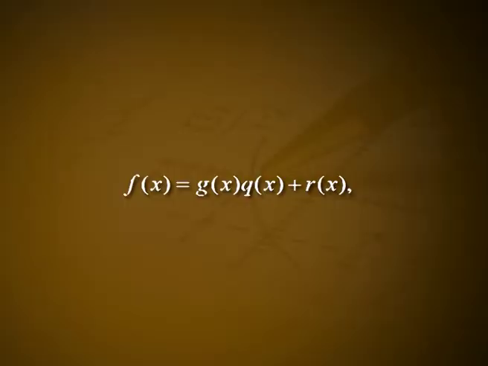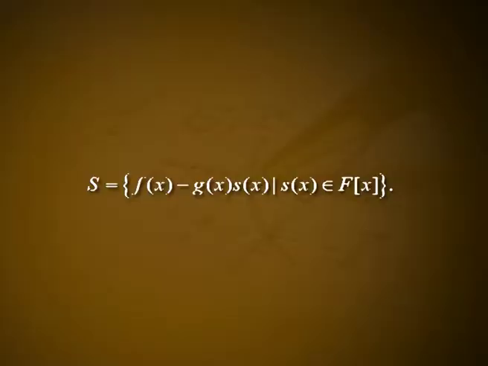Then there are unique polynomials q(x) and r(x) in F[x] such that f(x) = g(x)q(x) + r(x), with the degree of r(x) less than the degree m of g(x). Proof. Consider the set S = {f(x) - g(x)s(x) such that s(x) belongs to F[x]}.